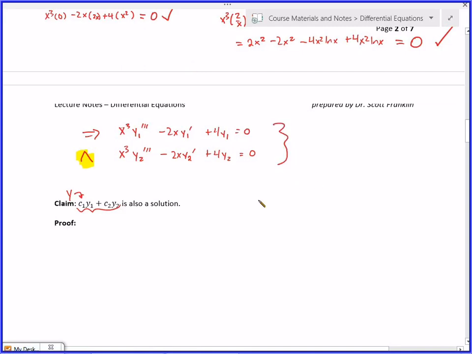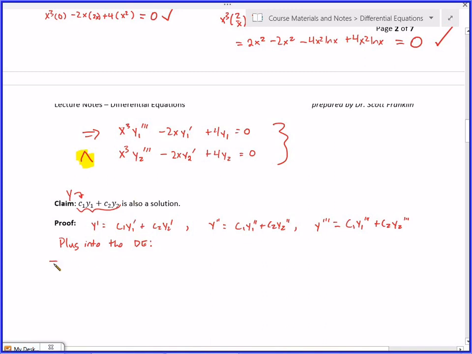And basically I'll use these two facts right there. Okay, so first of all, y prime would be C1 y1 prime plus C2 y2 prime. Y double prime would be C1 y1 double prime plus C2 y2 double prime, and y triple prime would also be C1 y1 triple prime plus C2 y2 triple prime. That's just from the linearity of the differential operator. So now plug into the DE, the differential equation.